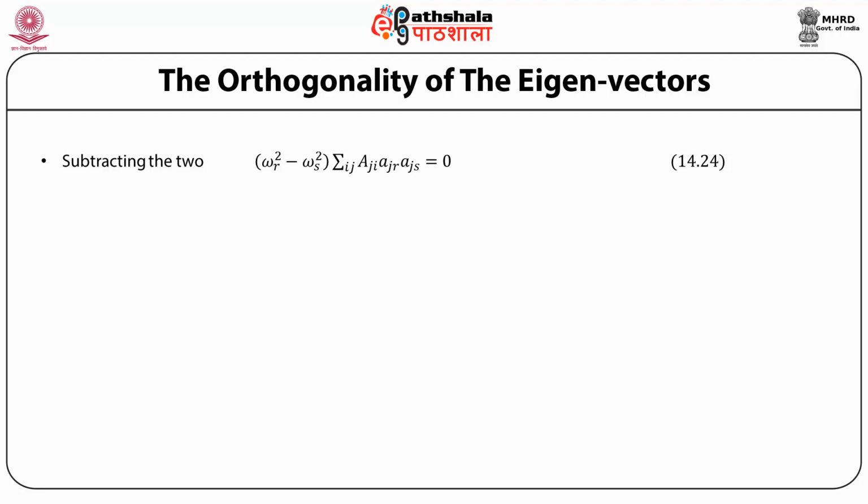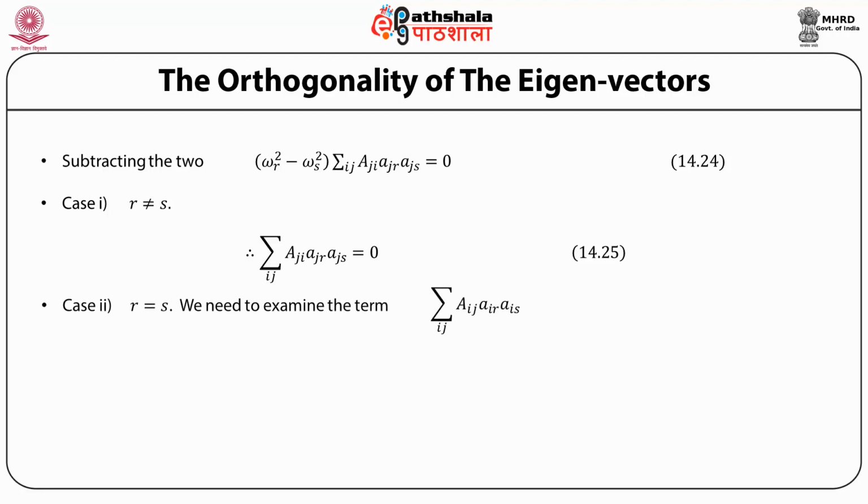Now, we can consider two cases. The case number 1 is when r is not equal to s. If r is not equal to s, then for this equation to be satisfied, the sum over i, j of A_ji a_jr a_js must be equal to 0. On the other hand, if r is equal to s, then we need to examine the term A_ij a_ir a_js.